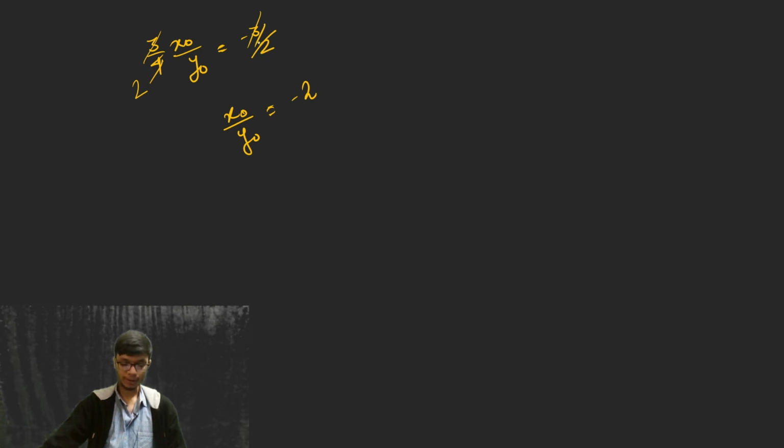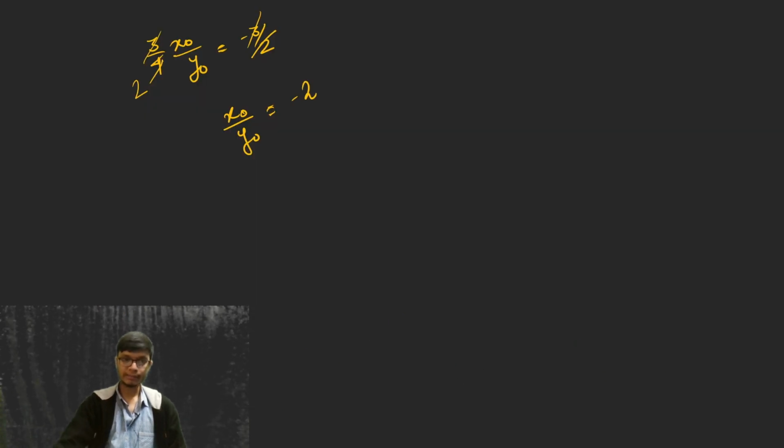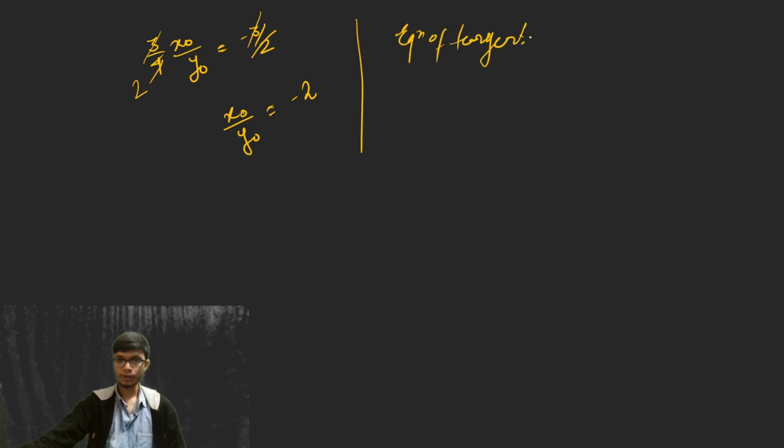Now I have to somehow get to the values of y naught and x naught. Then only I will be able to calculate root 2 times y naught minus x naught. So if we have the slope of the tangent, then I can also write the equation of the tangent in slope format. So, the equation of tangent in slope format.